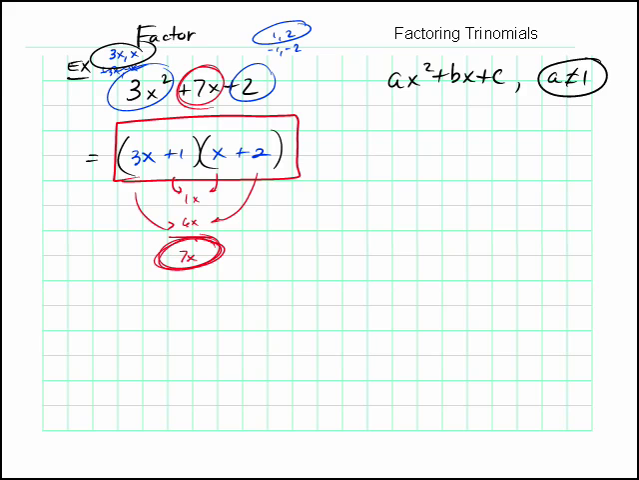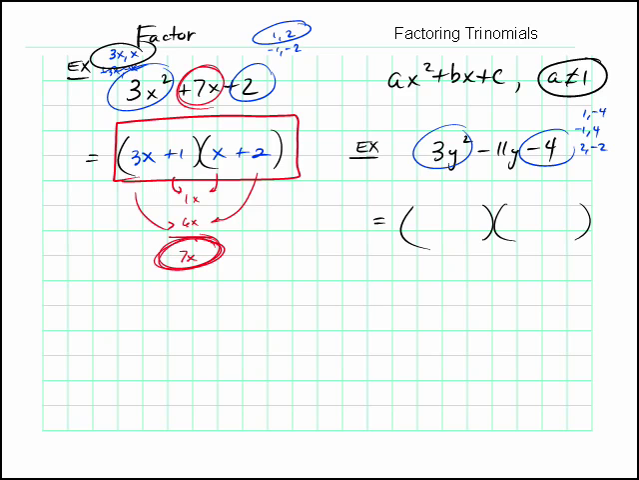Here's another example of that. Put it right here. 3y squared minus 11y minus 4. Starting with negative 4, I'm going to list out all the ways you could factor it. 1 times negative 4, negative 1 times a positive 4, 2 times a negative 2. 3y squared, there's really only one way to do that. A 3y times a 1y.